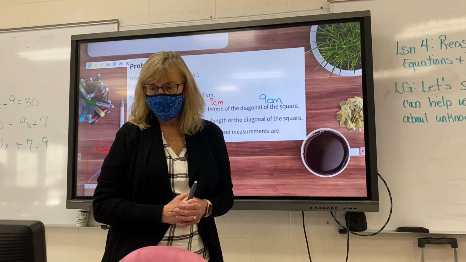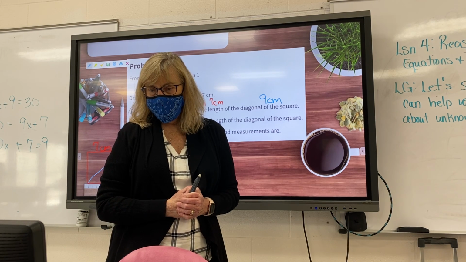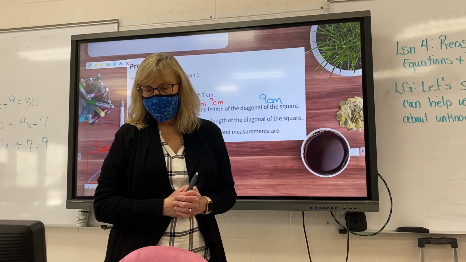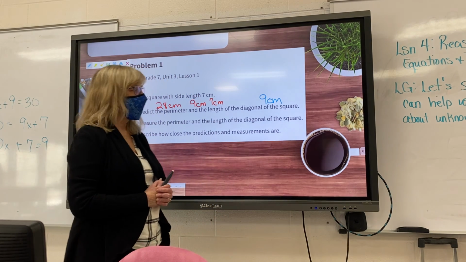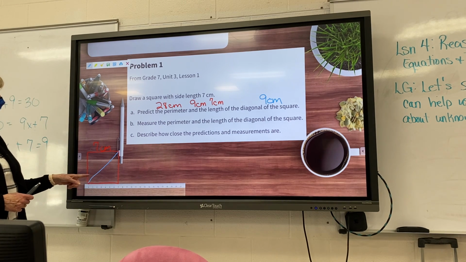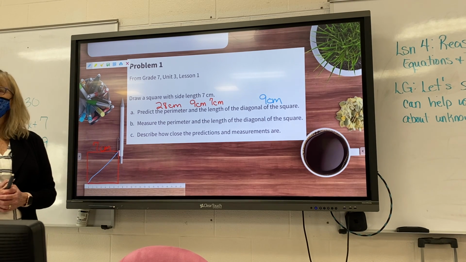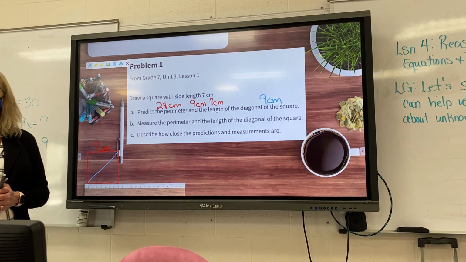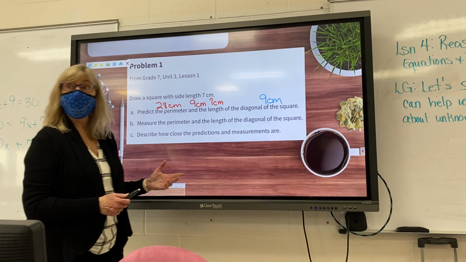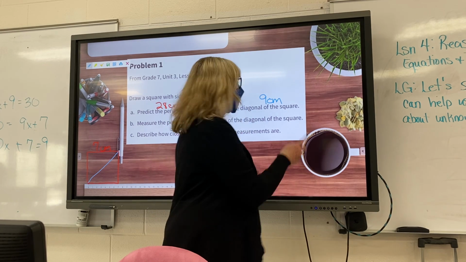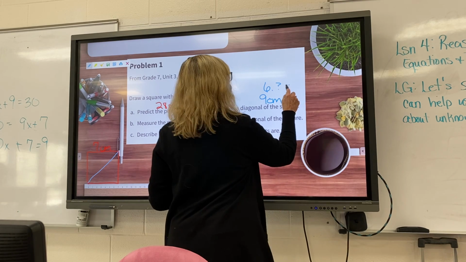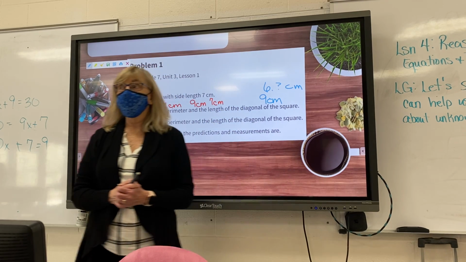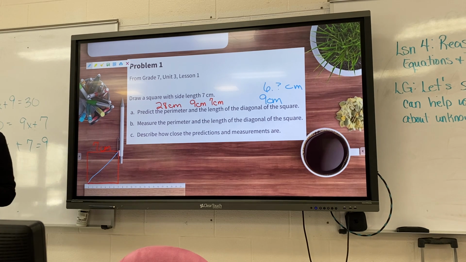Anybody else want to predict? Skylar and Rebecca said 9. Any other predictions? No? All right, I have a question. Is it going to be longer, shorter, or the same as the size? What do you think? The diagonal? Shorter. So you think it might be 6 something? Okay. 6 point, I'll just put something for your guess. Okay. Does anybody think it's exactly 7?